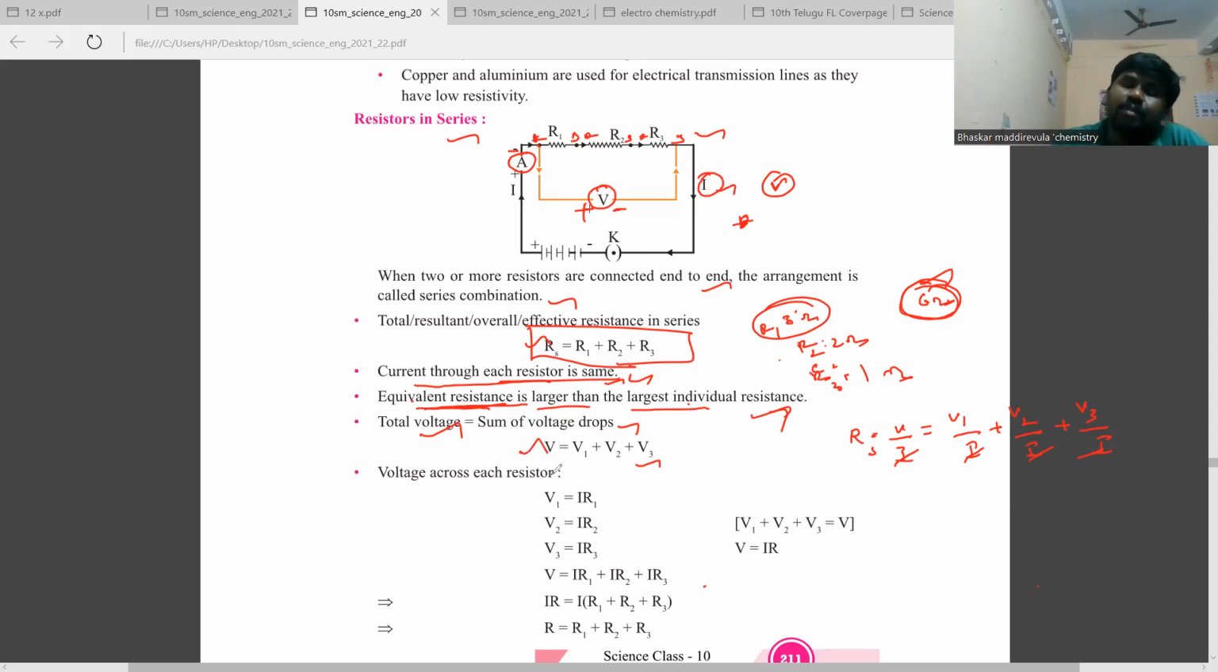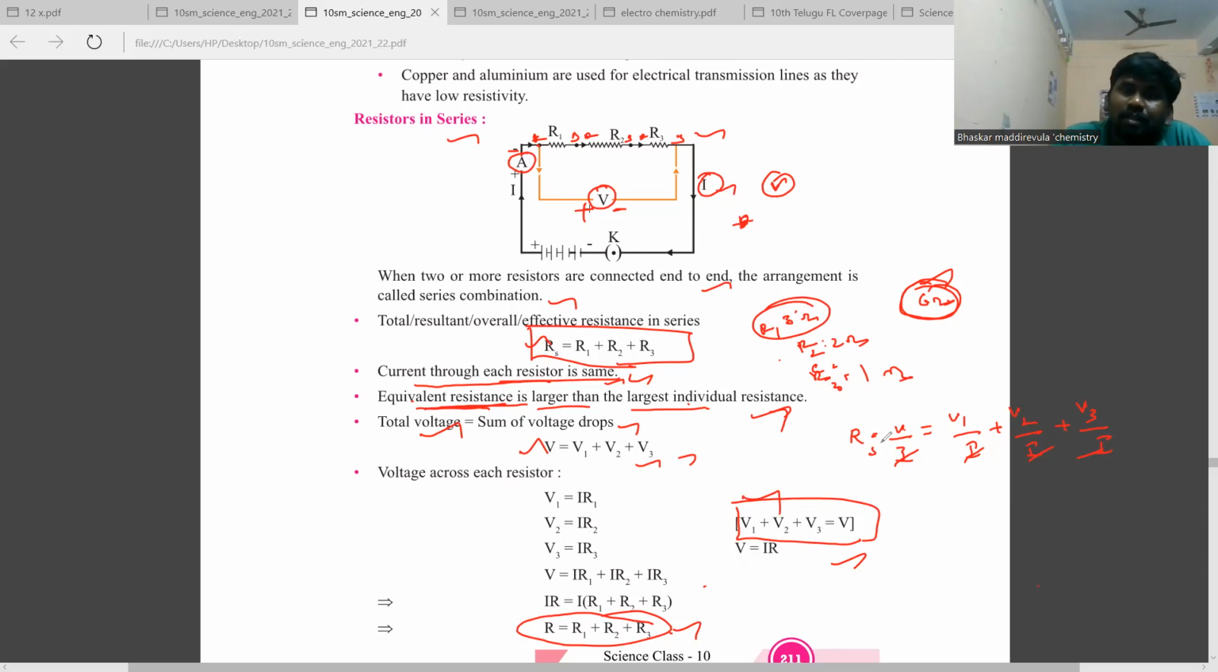The total voltage equals the sum of the voltages: V1 plus V2 plus V3. So finally, we got the resultant resistance, which we can measure in terms of R1 plus R2 plus R3, and the resultant voltage, which we can measure in terms of V1 plus V2 plus V3. So these are the formulas to find the resultant resistance and resultant voltage.